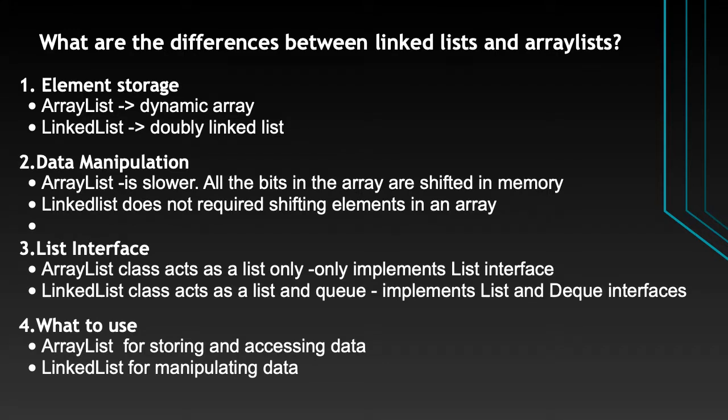So which one is better in which instance? Well, an array list is great for storing and accessing data. It's a lot faster for these types of things. If you want to traverse through either one, it's definitely going to be faster to traverse through an array list. A linked list is going to be a lot better if you're going to be manipulating data all the time.